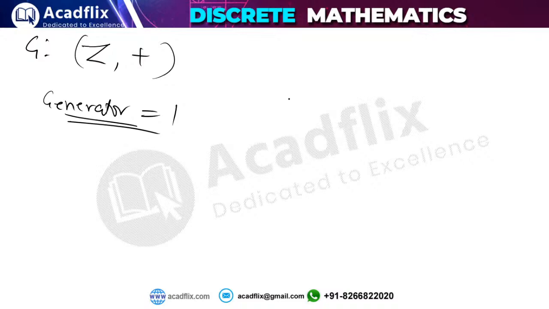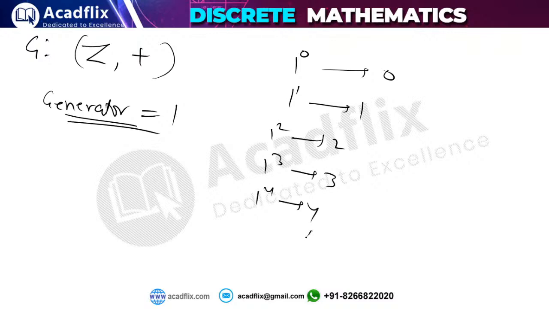Let's take this example. Let's assume this is your group. For this group, you can see 1 is a generator. Why? Because you can generate every element. How will you generate 0? Because 1 power 0 is equal to the identity element, and the identity element is 0. So 1 power 0 is 0, 1 power 1 is 1, 1 power 2 is 2, 1 power 3 is 3, 1 power 4 is 4. This is how you can generate all the non-negative numbers.